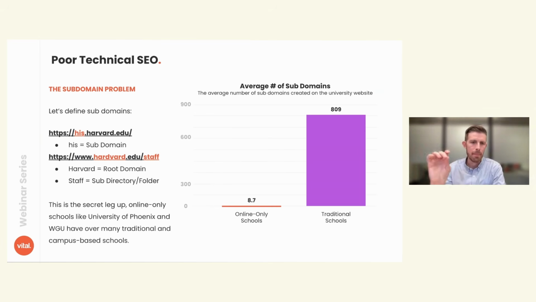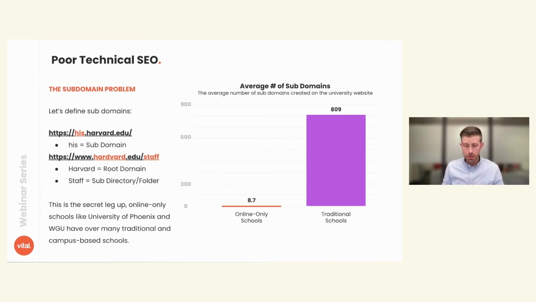But basically a subdomain is part of the URL structure for where the website actually is installed and lives. And so on this top example, we have this Harvard example, right? his.harvard.edu. Okay, in this scenario, his is a subdomain. Below it, we have harvard.edu/staff. In that example, staff is a subdirectory or subfolder, and harvard.edu is the root domain. So you have root domain in the middle, subdomain ahead of it, subdirectory or subfolder after it.